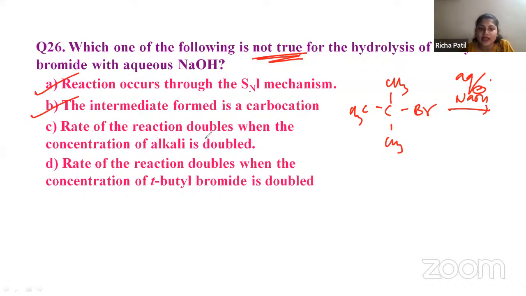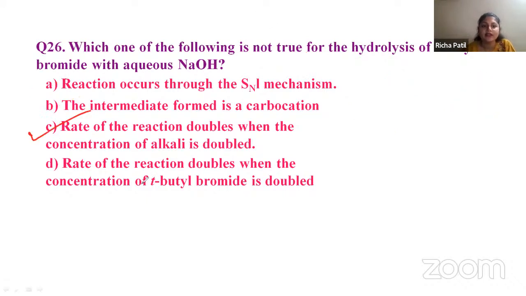Then, the rate of the reaction doubles when the concentration of alkali is doubled. Does it depend upon the concentration of alkali? Does it depend upon the nucleophile? No. So this is wrong, and the correct answer is C. The rate of the reaction depends only on the concentration of the substrate, so that statement is also correct. So the correct answer is C.